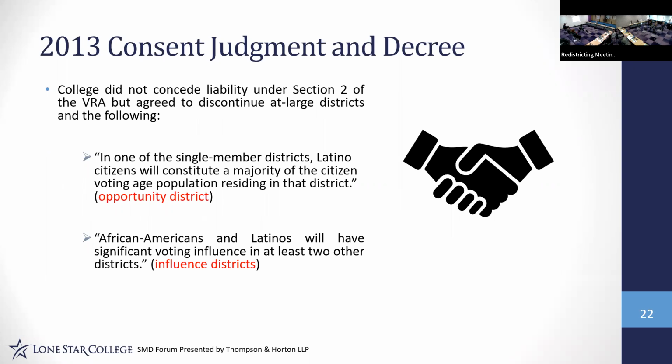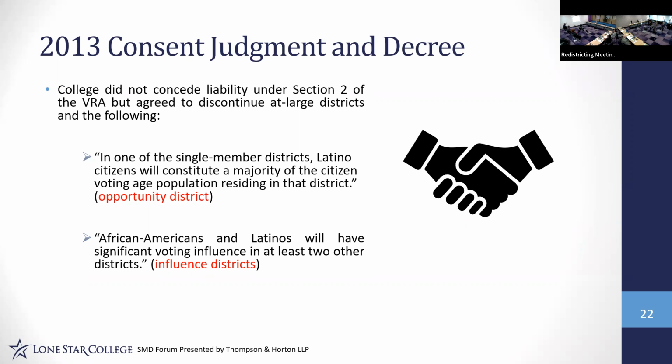The first one being that at least one single member district has to be greater than 50% citizen voting age population for Hispanics or Latino. And that in 2013 was single member district number 4 and continues based on your census data to be single member district number 4. The other constraint was that in addition to the opportunity district of single member district number 4, we needed 2 influence districts based on the combination population of African Americans and Latinos having greater than 50% citizen voting age population in 2 additional single member districts, which would be influence districts.